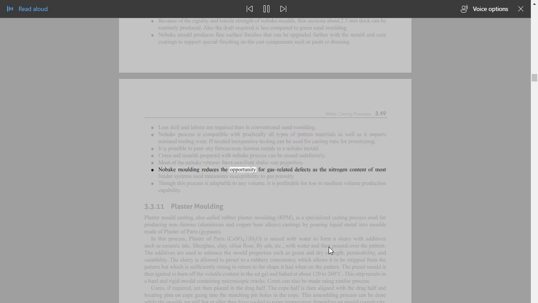No-bake molding reduces the opportunity for gas-related defects, as the nitrogen content of most binder systems used minimizes susceptibility to gas porosity. Though this process is adaptable to any volume, it is preferable for low to medium volume production capability.